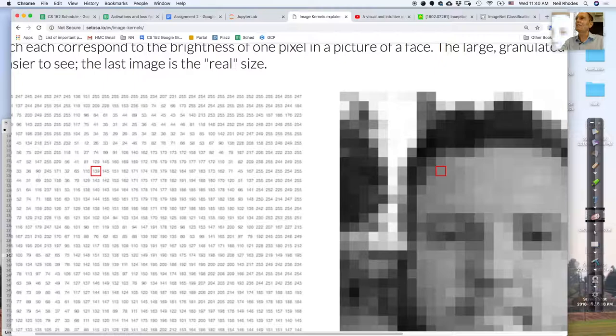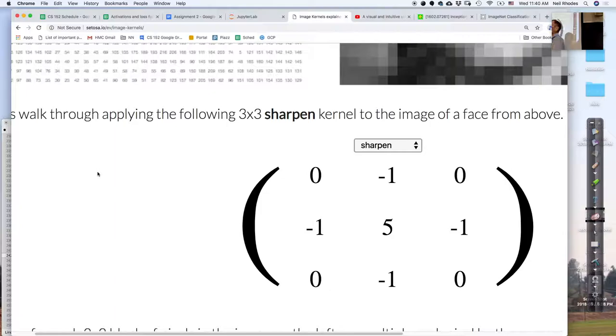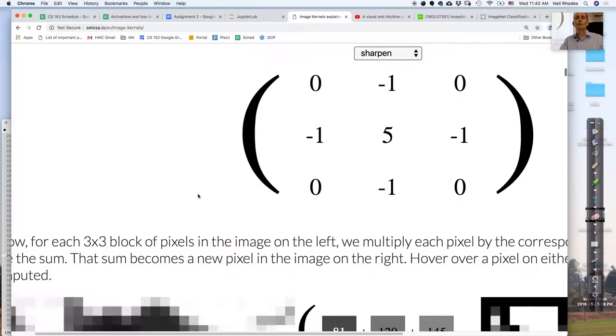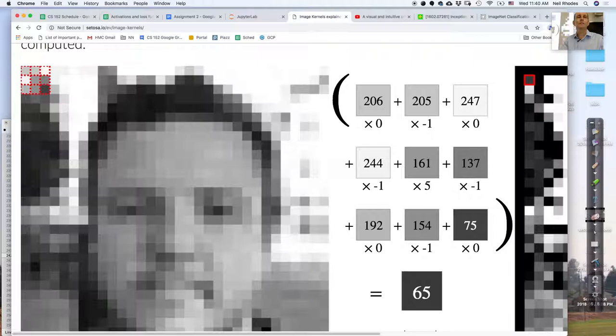Convolution, we're going to look at a 3x3 convolution, or 3x3 kernel. This one claims to sharpen. So let's look at what happens. We go in the top left. We take our 3x3 matrix, or our convolution, and we put it at the top left. That's going to be 206, because that is the very top left value. We're going to multiply that by 0, because 0, negative 1, 0, negative 1, 5, negative 1, 0, negative 1, 0 is our kernel. So we're going to do a pointwise multiplication 9 times and then sum it together. And that's our convolution value.